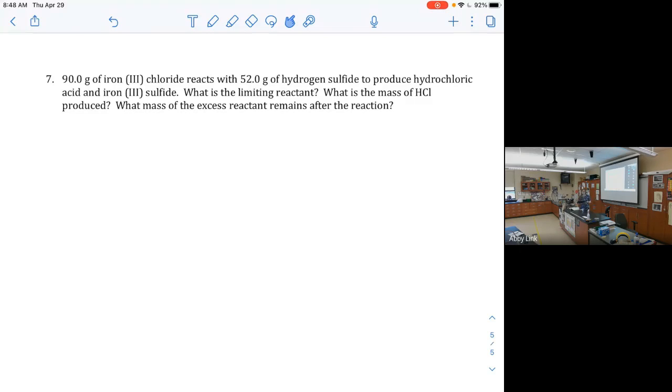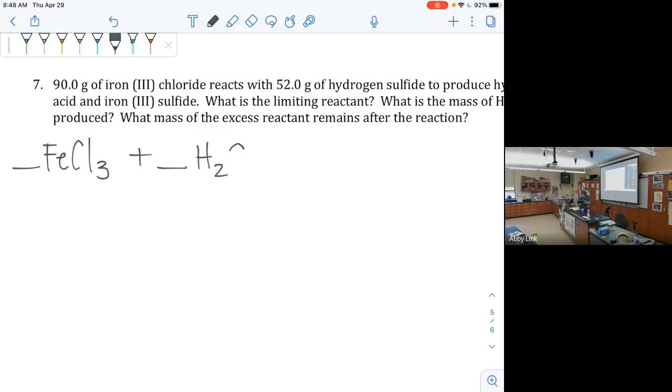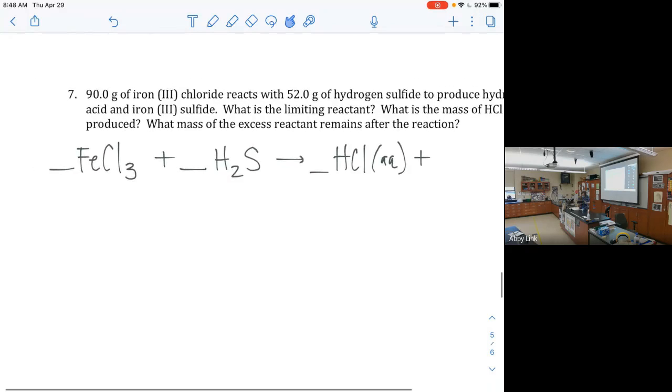All right, here we go, guys. 90 grams of iron 3 chloride. So let's start writing out our reaction. We've got iron 3 chloride reacts with hydrogen sulfide. Hydrogen sulfide is H2S. Hydrogen has a positive 1 charge, sulfide or sulfur has a -2. To produce hydrochloric acid, HCl aqueous, and iron 3 sulfide.